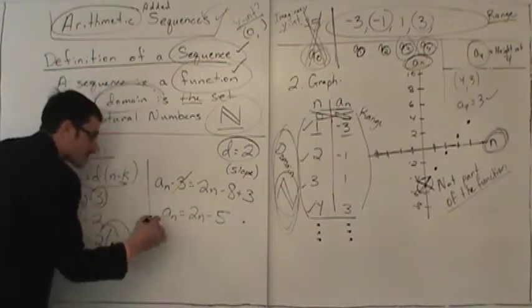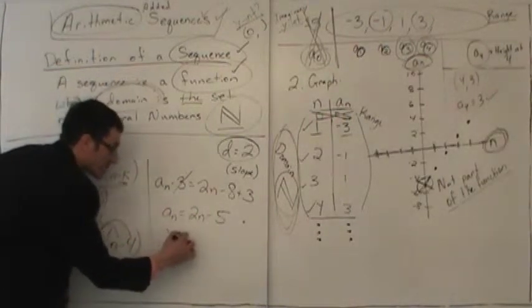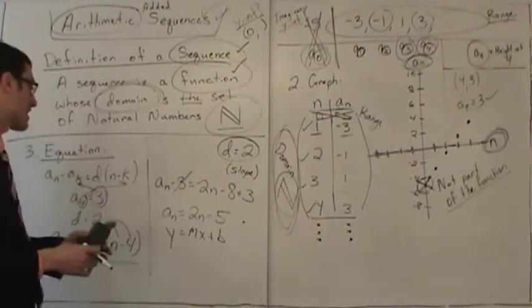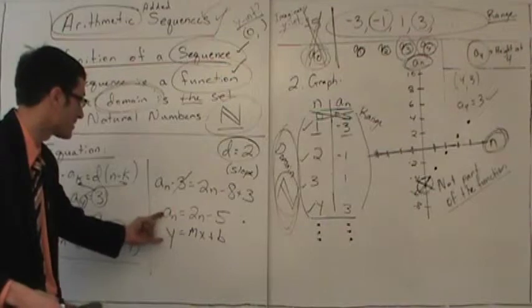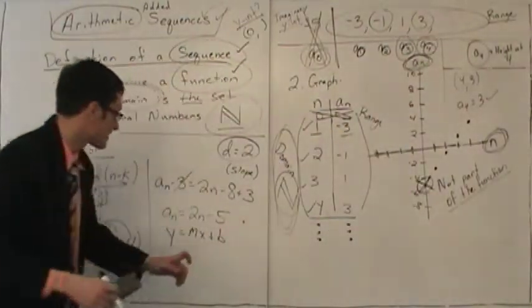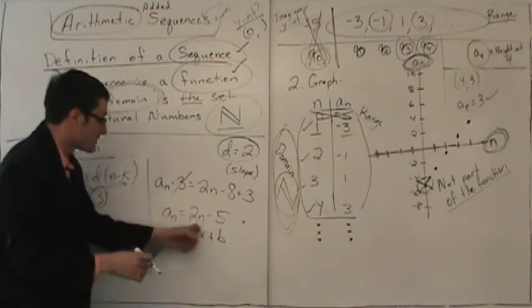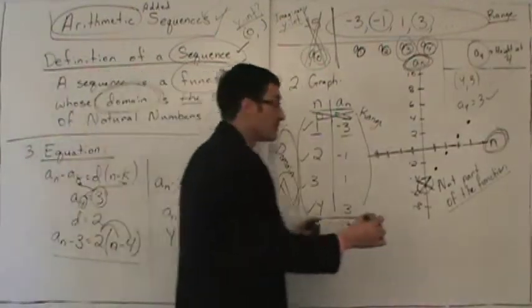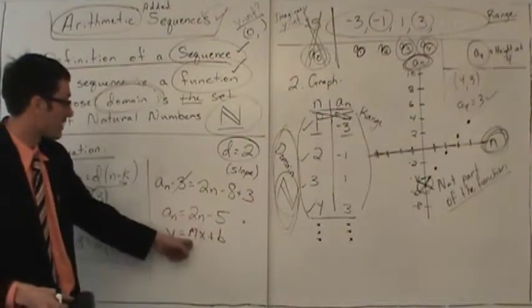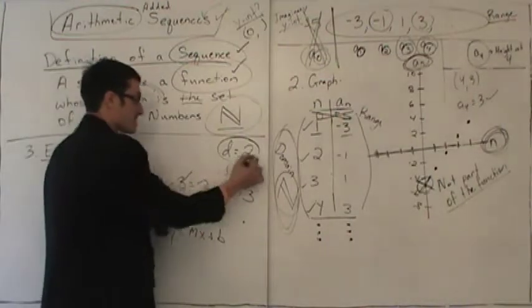And I want you guys to notice you are looking at y equals mx plus b. Notice instead of y we're using a sub n. Instead of x we're using n. And our slope is called the common difference. Our common difference is 2.